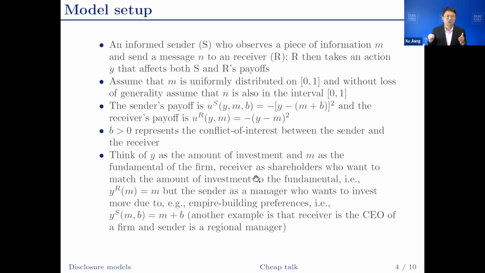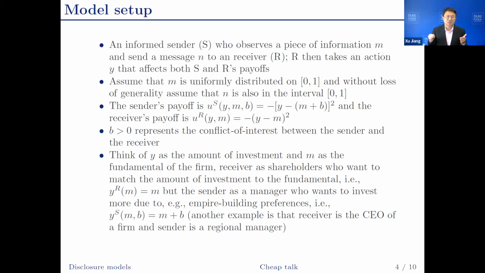To motivate the payoff functions and to give an example of Y, think about Y as the amount of investment in a shareholder manager example, and M as the fundamental of the firm. In this case, the receiver or shareholders want to match the amount of investment to the fundamentals. They don't want to overinvest or underinvest. But the sender, as the manager, wants to invest more due to, for example, private benefit or empire building preferences.